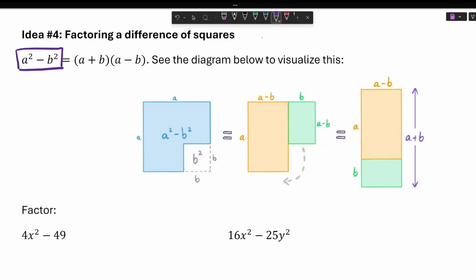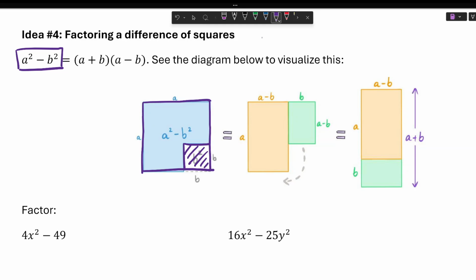Okay, let's imagine a squared is the area of this square with dimensions a times a. And then if we're subtracting b squared, we're going to take this little square in the corner with dimensions b times b, and we're going to cut it out. Okay, so we only have this blue area left, and that's a squared minus b squared for the area.